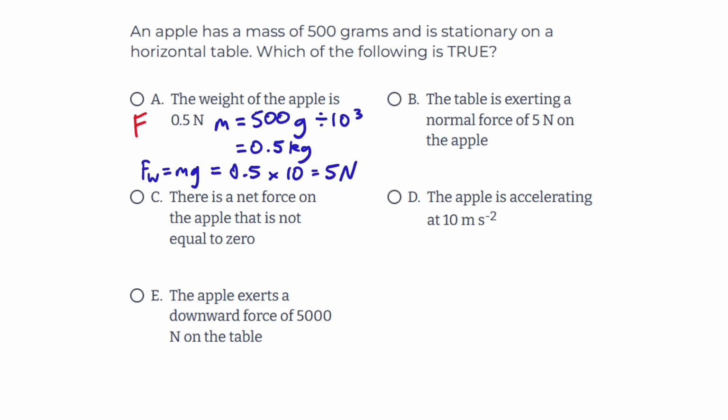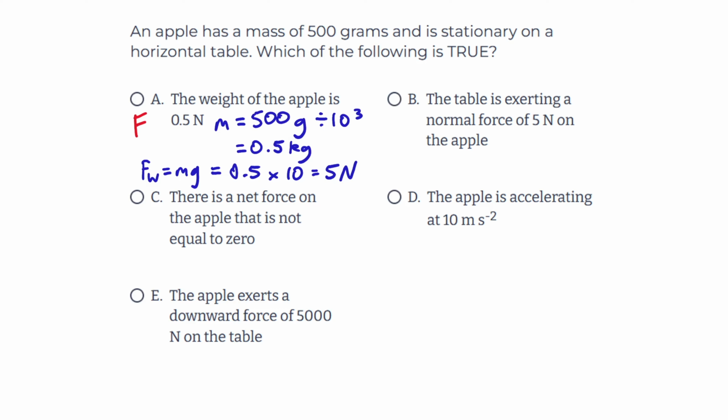Let's look at the second statement, option B. The table is exerting a normal force of 5 newtons on the apple. To answer this question, we must understand what the normal force is. In physics, normal means perpendicular. The normal force is a contact force exerted by one object on another object perpendicular to the surface in contact.